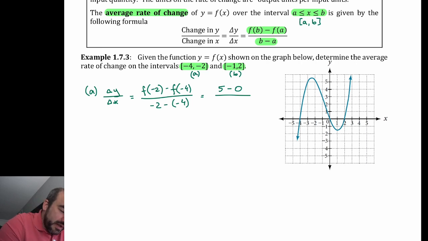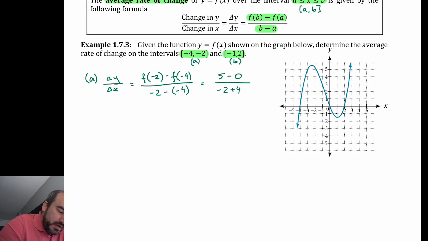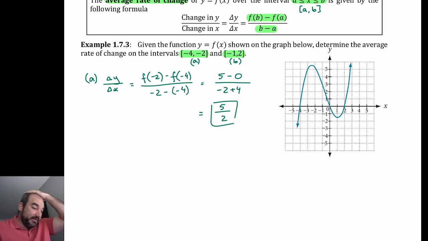And then in the denominator we can change this into -2 plus 4 because we have the minus negative. This will be 5 divided by 2, and that's as simple as that's going to get, right? That's going to be our average rate of change on the interval -4 to -2. Essentially what's happening here is we're taking these 2 points, -4 comma 0 and, sorry, -2 comma 5, and we're just finding the slope of this line.